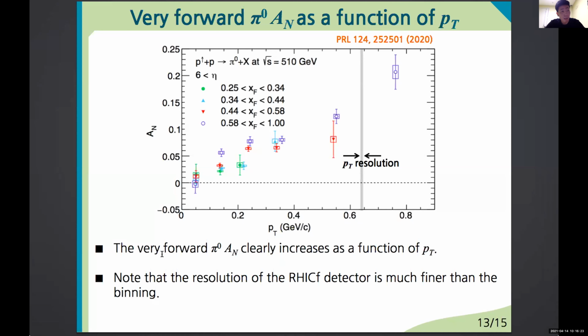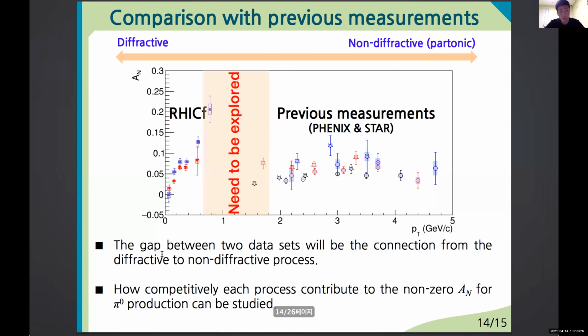If we again compare this PT plot with the forward pi-zero, we can see this orange field gap here between the forward and very forward pi-zero data points. It should be reasonable that this gap between the two data sets will be the connection from the diffractive to the non-diffractive process, by studying how comparatively each process contributes to the non-zero A_N for pi-zero production. Both diffractive and non-diffractive processes are expected to be comparably measured in this intermediate kinematic range.